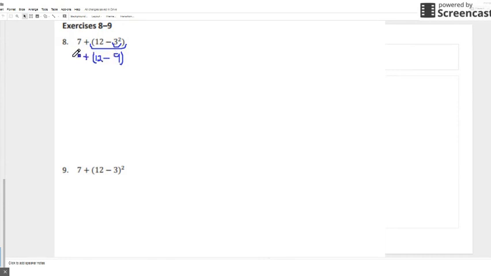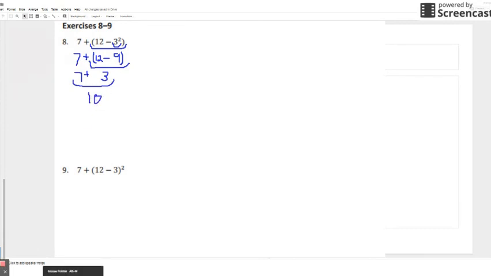And then, of course, plus 7 on the outside. I still have the parentheses, so I need to take care of them. Well, 12 minus 9 is 3. And I bring down the plus 7, and I add these together, and I get 10.